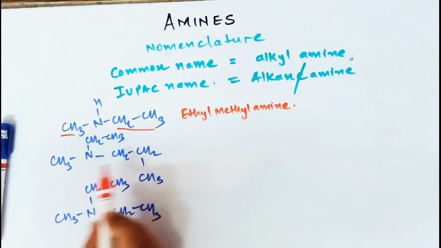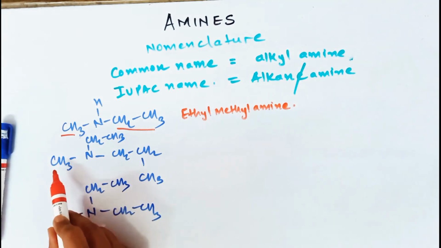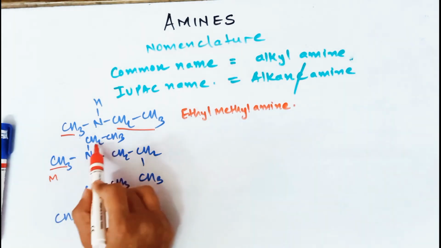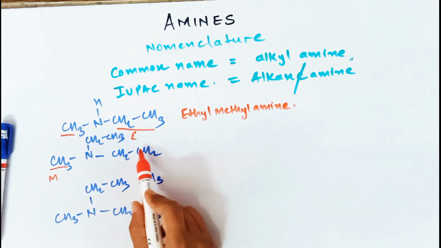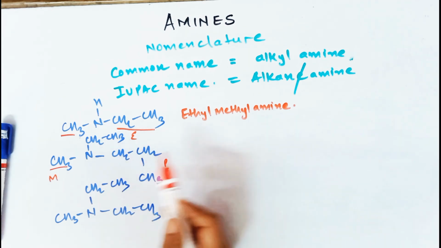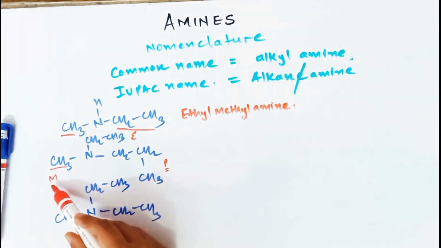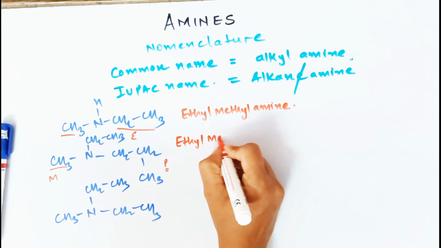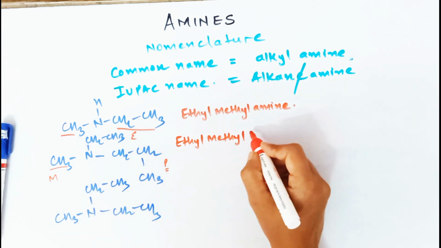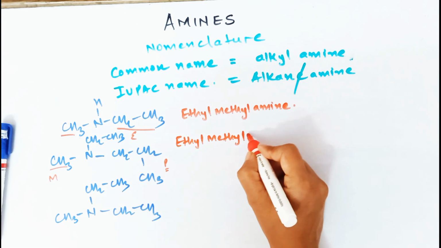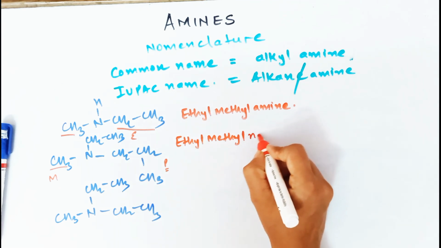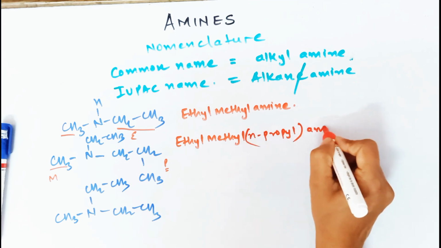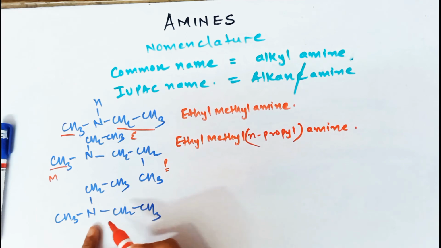Let's look at this. This is a tertiary amine because the nitrogen is attached to 3 carbon atoms, 1, 2, 3. So it's a tertiary amine. Alphabetically, this is methyl, this is ethyl, and this is propyl. So we are going to place it as E and then M and then P. So we can call it ethyl, methyl, and then this is a straight chain, so it's N-propyl basically. So we can write it as ethyl methyl N-propyl amine.